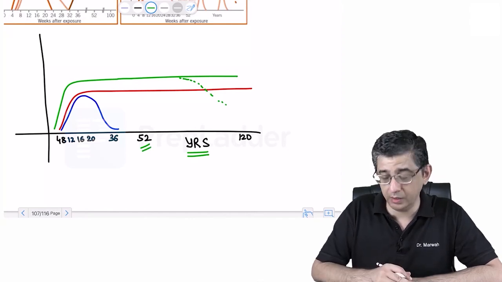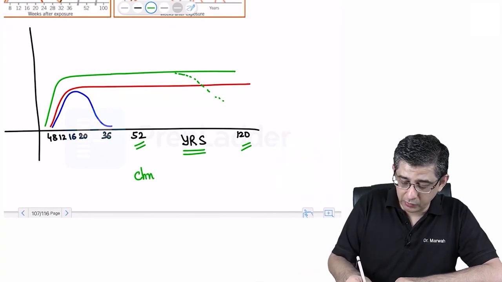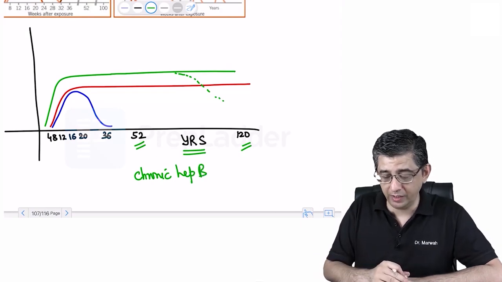Like 52 weeks is 1 year. So what I'm saying is the data is over a large number of years. That is why I'm going to call it chronic hepatitis B. I mean, that's one of the crude ways to identify it.